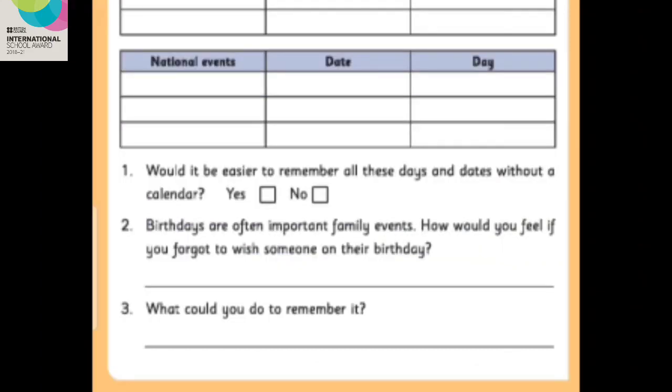First question: would it be easier to remember all these days and dates without a calendar? Can you remember these events without a calendar? Yes or no?